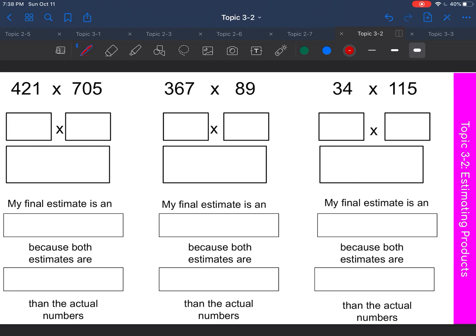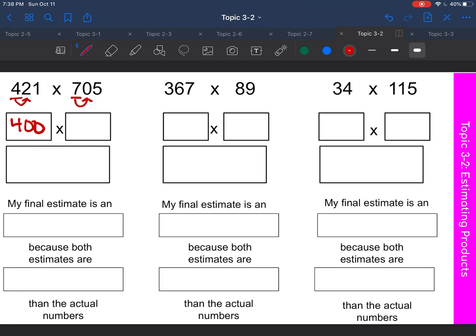Now, when we're estimating, we're also going to see if our estimate is either an overestimate or an underestimate. So let's look at this first example, 421 times 705. They're both in the hundreds place, so we're going to round to the nearest hundred. So find your place, look next door. 421 becomes 400.